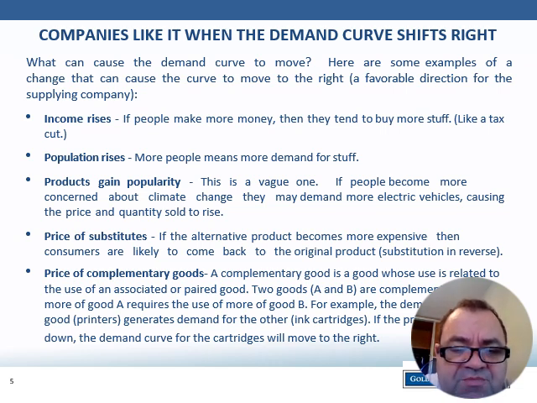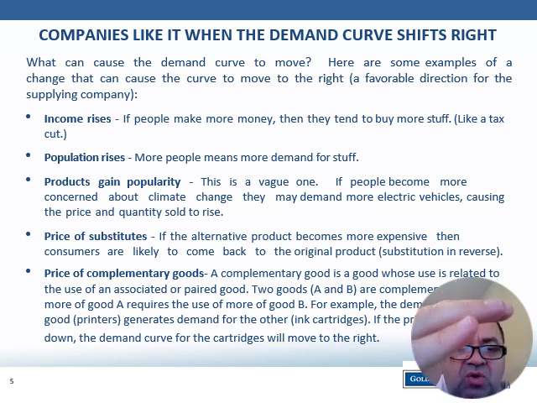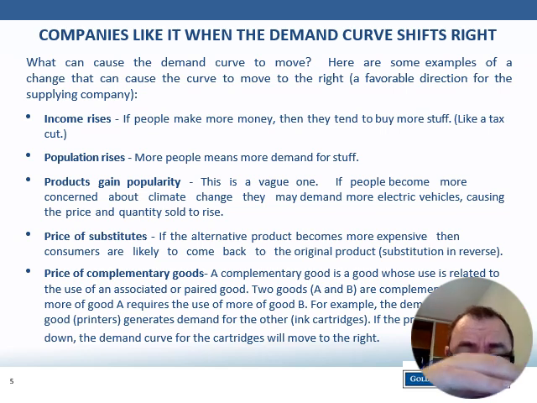If the price of printers goes down, then the demand curve for ink cartridges will shift towards the right. So if the price goes down for printers, the demand for printers goes up. That's a movement along the curve, and that's the demand curve for printers. On the ink cartridges side, the entire ink cartridge demand curve will shift to the right.